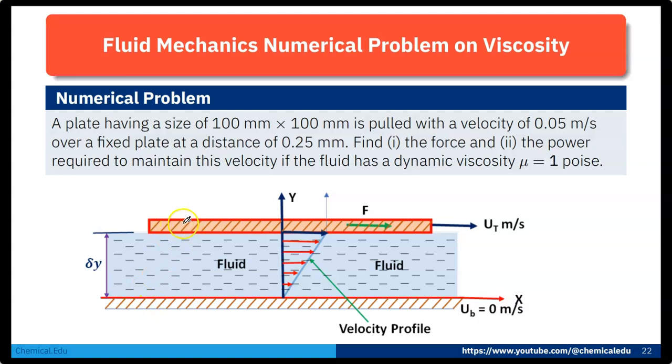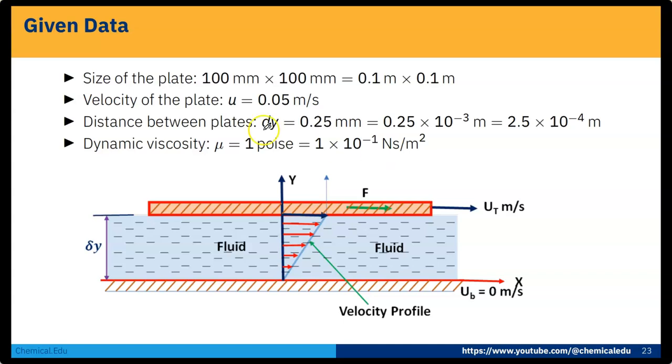So plate size is already given, that is 100 mm into 100 mm, and upper plate is moving with a velocity that is 0.05 meter per second, and distance between two plates is 0.25 mm, that is given. We have to find out the force and power required to maintain this velocity, and dynamic viscosity of the fluid is given, that is 1 poise. So here is the data given.